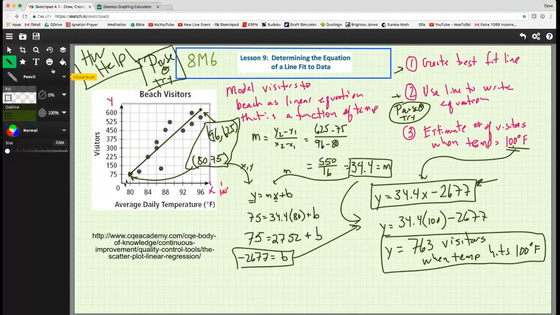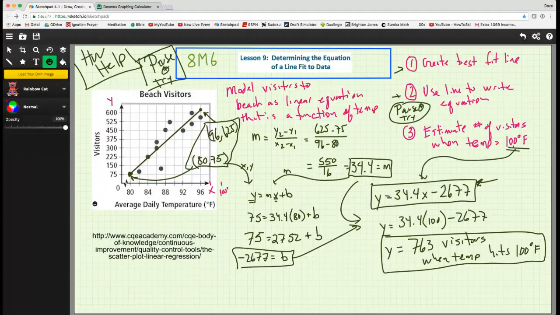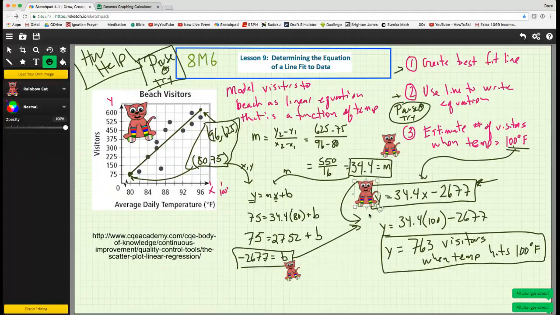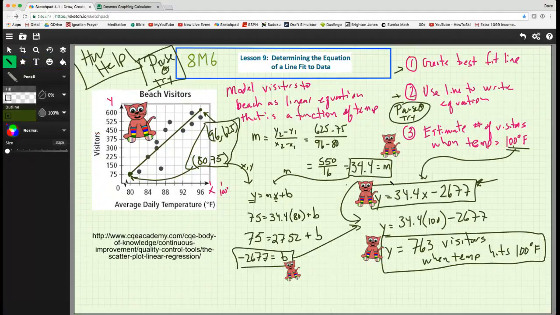And well, let me put down some happy cats here. Let's give ourselves a happy cat for this best fit line, a happy cat for finding our slope, a happy cat for finding our B, a happy cat for finding our equation, and a happy cat for estimating the number of visitors when the temp hits 100. And now back to the question.